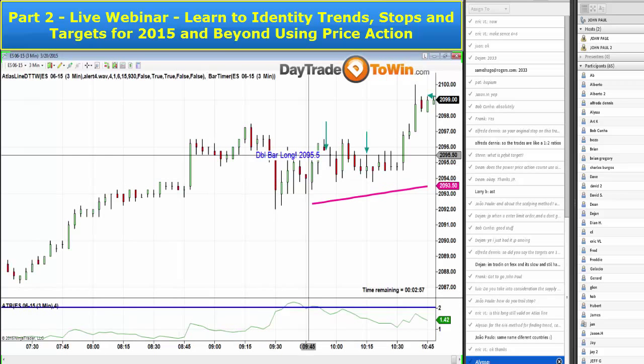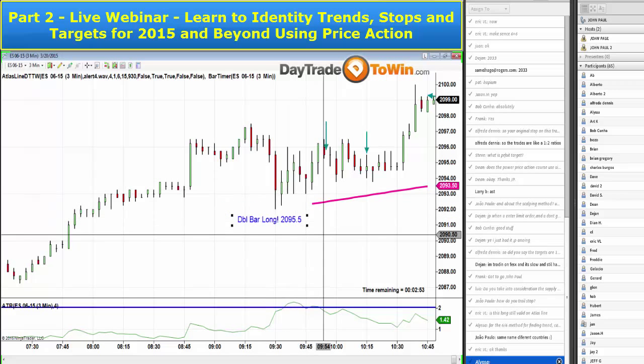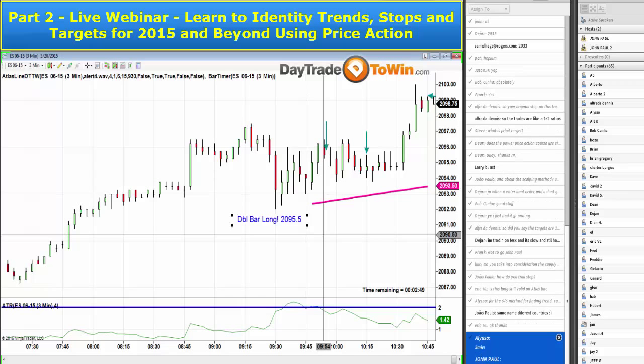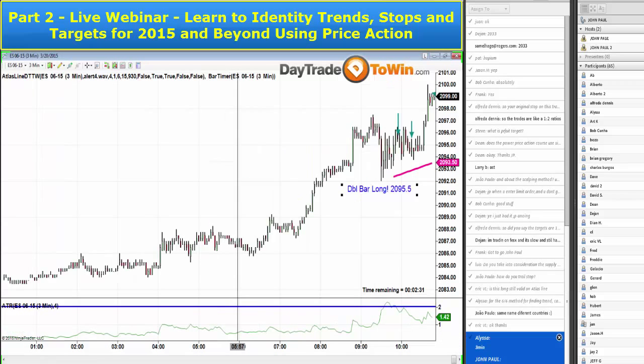And on the Atlas line, the entry here in the 3-minute chart happens to be the same, but now you have to manage it differently. The target's smaller, the time-based stop is 4 bars based off of 3-minute bars, not off of 5-minute bars. So it's still 4 candles, but not 20 minutes. It's now 12 minutes. So it's relative to the chart. So let's take a look at identifying a trend on a 3-minute chart.